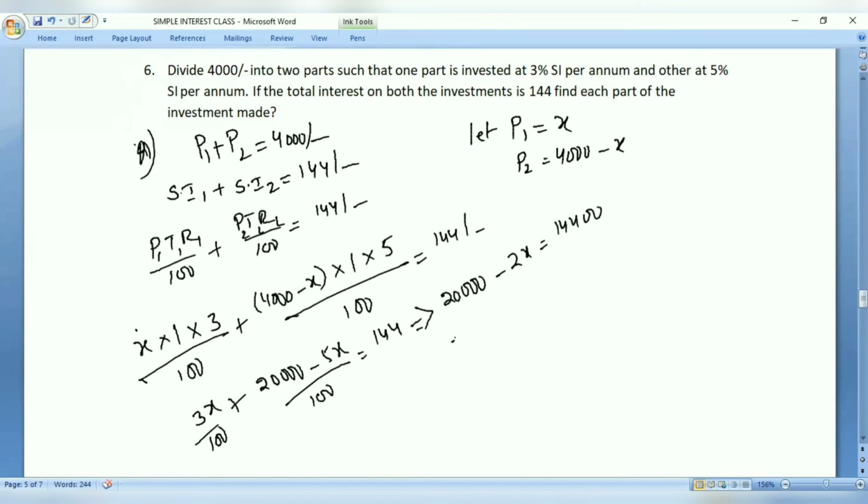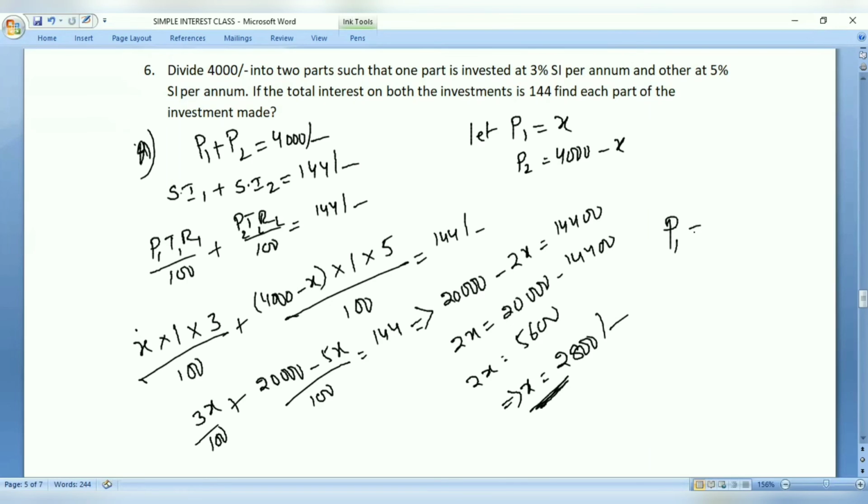So bring 2x this side. So 2x is equal to 20,000 minus 14,400. So 2x is equal to 5,600. So x is equals to 2,800 rupees. So what is the value of x? First principal. So from this P1 is equal to 2,800.